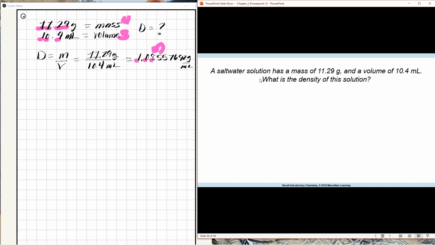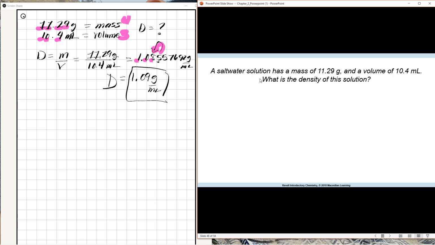So our final answer is going to be 1.09, right? That 5 rounds up that 8. If you remember your rounding rules, you have to remember all these little things that you were taught back in middle school, in high school. If it's 5 or above, you round up. If it's 4 or below, leave it alone, right? So we got 1.09 grams per milliliter as our final answer.